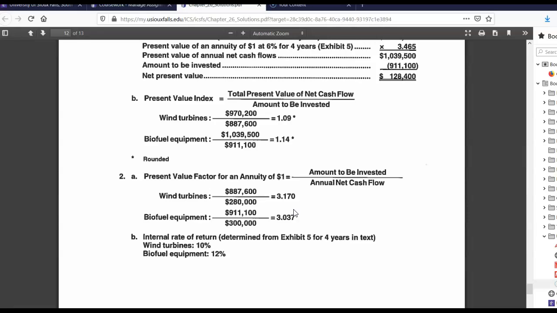So you go down on the left-hand side, 4 years, scroll across, you're in Exhibit 5, scroll across, and when you find 3.170, you hit it, arrow up, and you'll see that it is 10%. 3.037 is 12%. Step back and think about that. Does that make sense? Well, it should, because it takes 3.17 years to pay itself back, or 3.037 years to pay itself back. Faster. That would be a greater return, a greater rate.